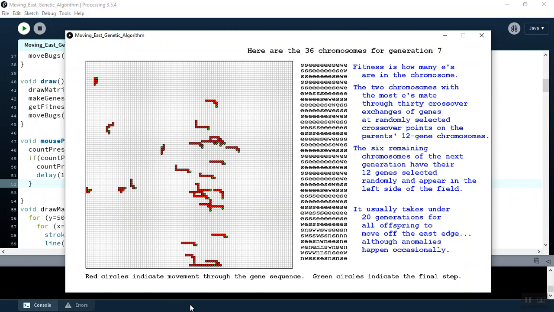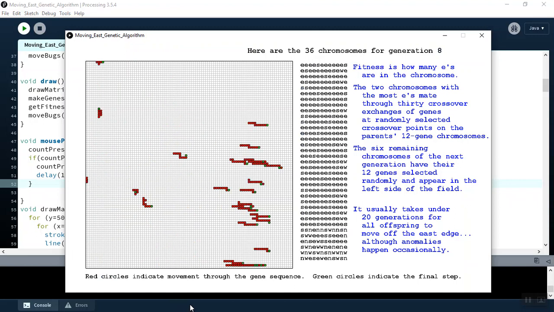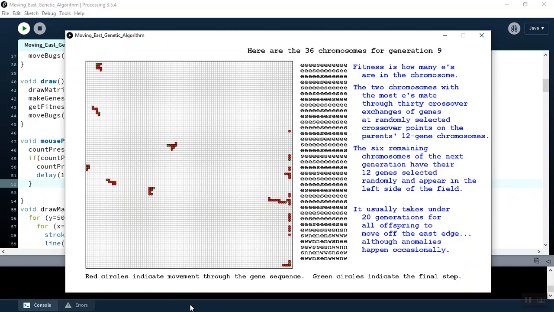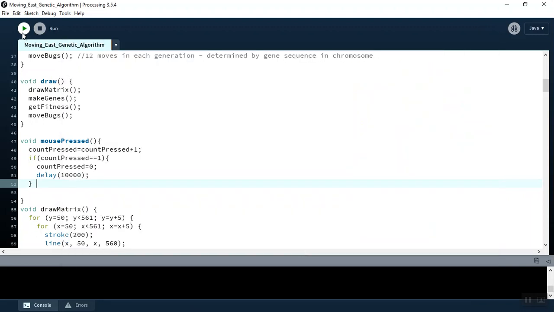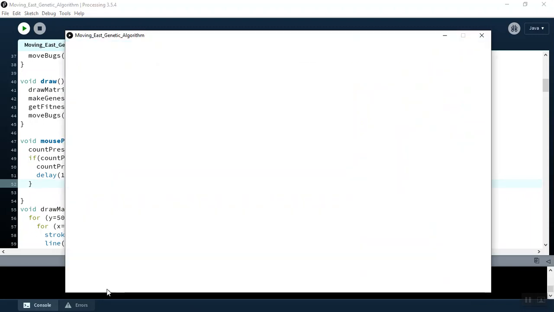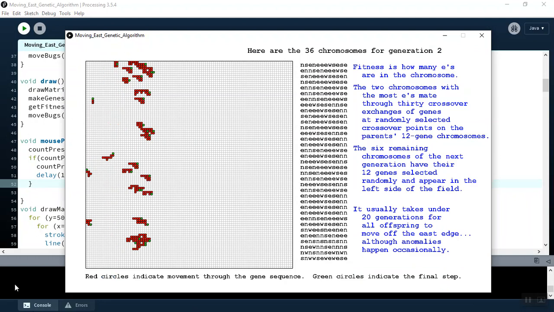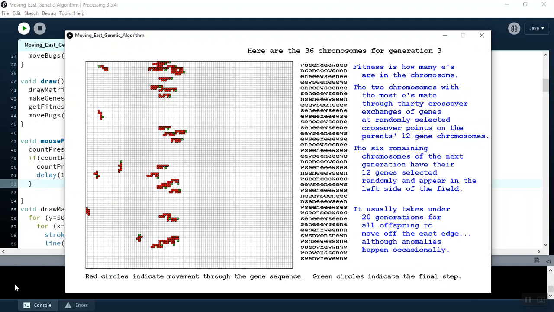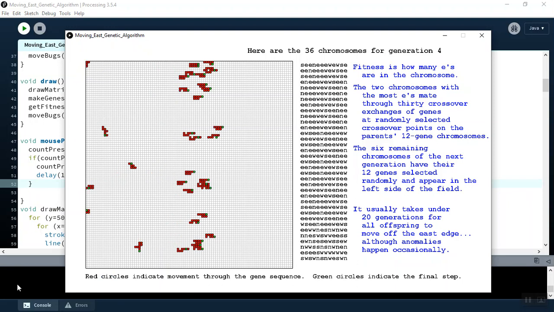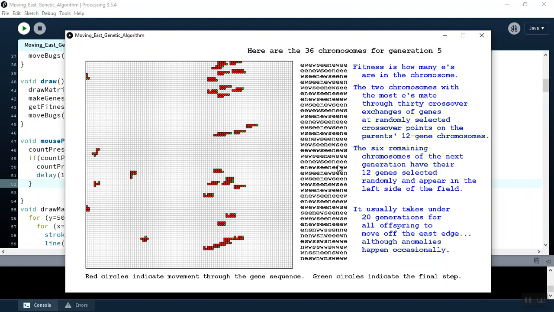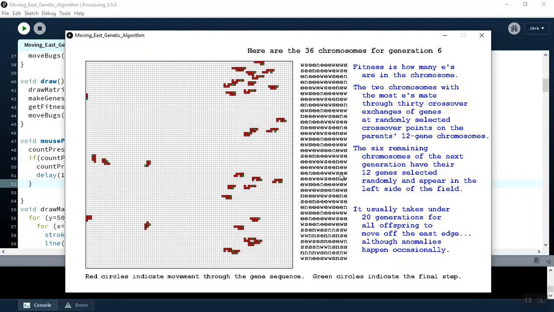This time it's working pretty well. Okay, one more and that's it. What you notice here is that each new generation has more E's in the chromosomes.